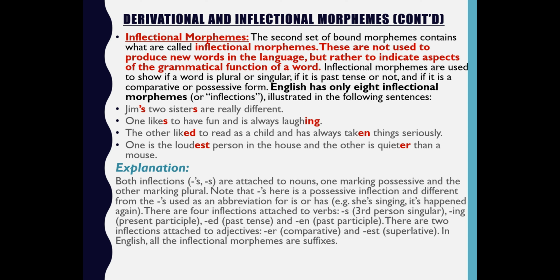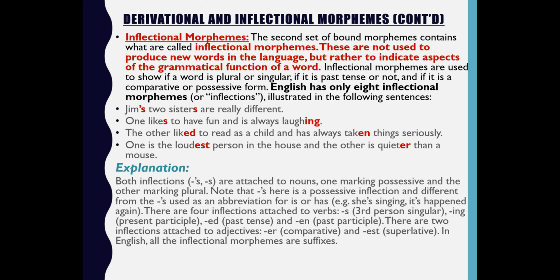They are illustrated in the following sentences. Jim's 2 sisters are really different. I even colored them in red. Jim's 2 sisters are really different. One likes to have fun and is always laughing. The other liked to read as a child and has always taken things seriously. One is the loudest person in the house and the other is quieter than a mouse. Okay? Both inflections. Let's explain these inflectional morphemes, the eight in these four sentences in red. They are the only inflectional morphemes in the English language.